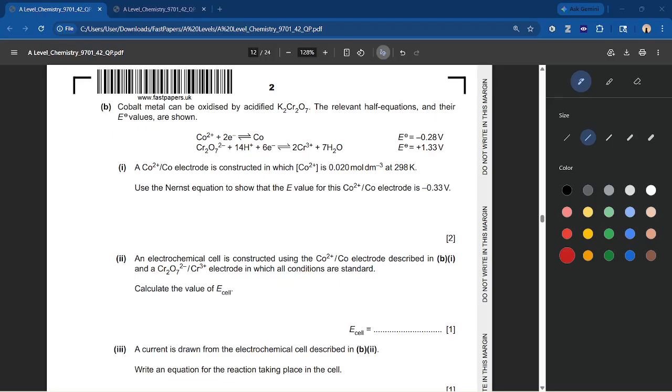So we know that the Nernst equation is E equals E standard plus 0.059 by Z times log oxidized by reduced.